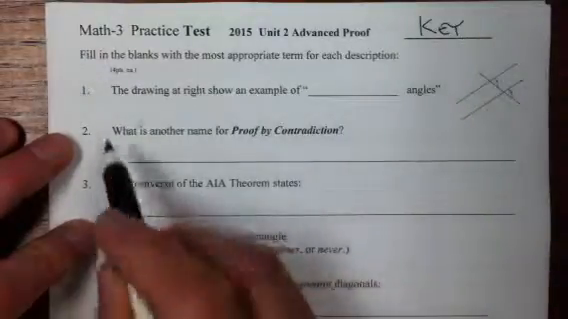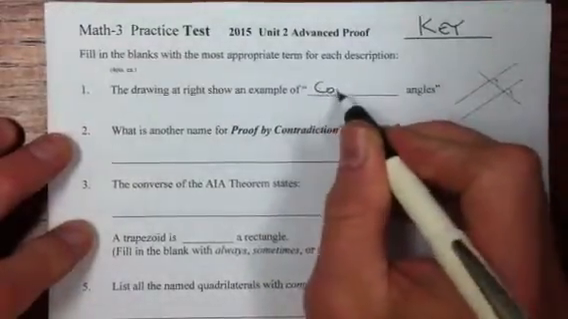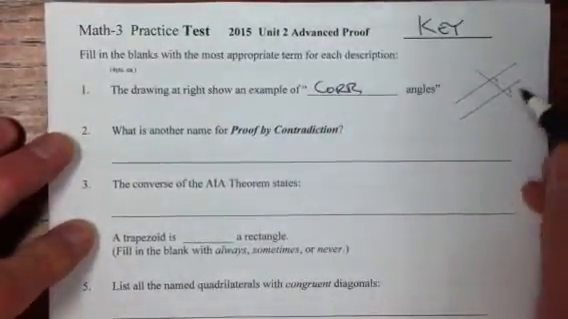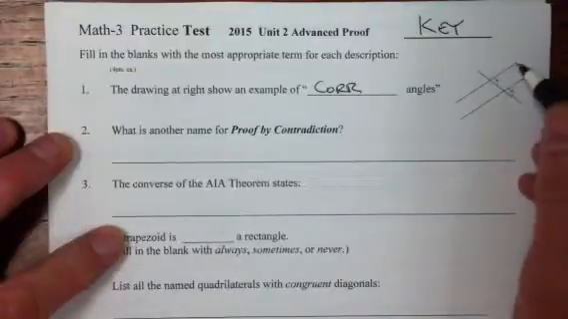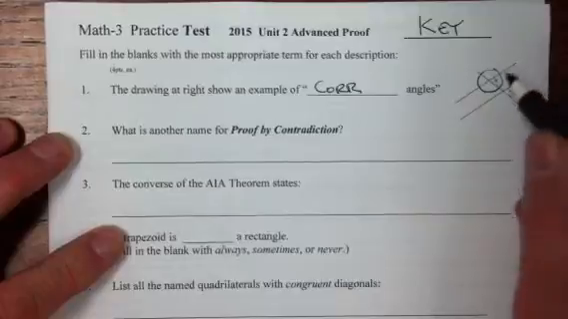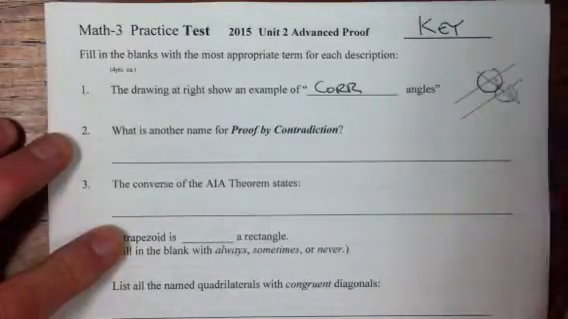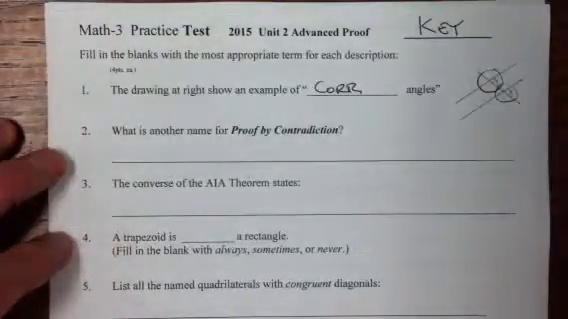Let's see. The drawing, right, this is an example of corresponding angles, okay? I won't write that all out. But these don't even have to be parallel. It's just about their location. If you look at this little universe, this is in the lower right. This is also in the lower right. Know those names for those types of angles.